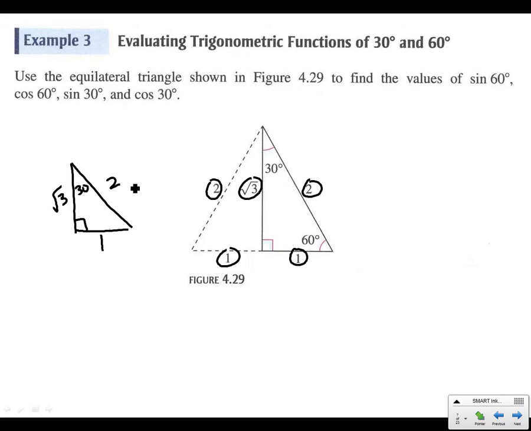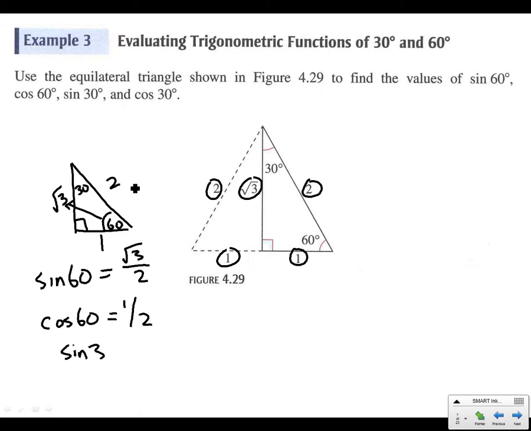(30) and 60. All right, let's start with 60. Sine of 60. So we're here. We're going to go opposite. So root 3. Opposite from the 60 is root 3 over the hypotenuse, which is 2. We need to do the cosine of 60. From 60, the adjacent is 1. The hypotenuse is 2.